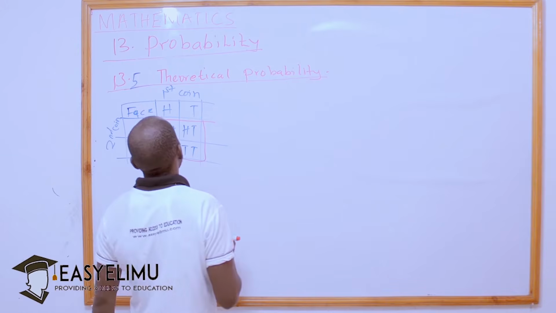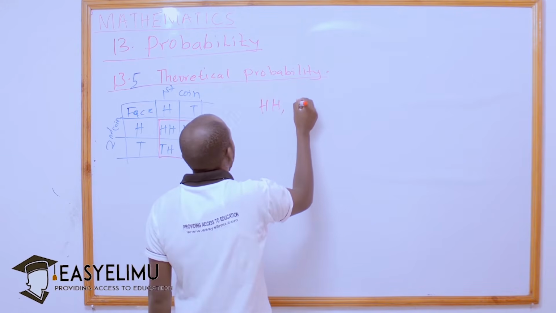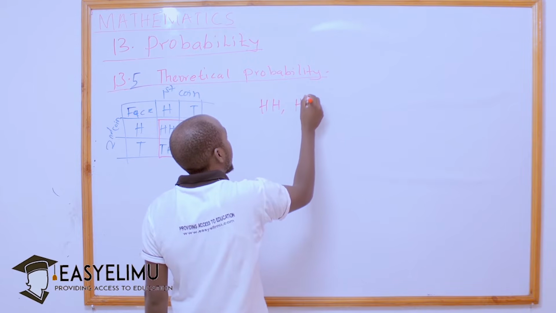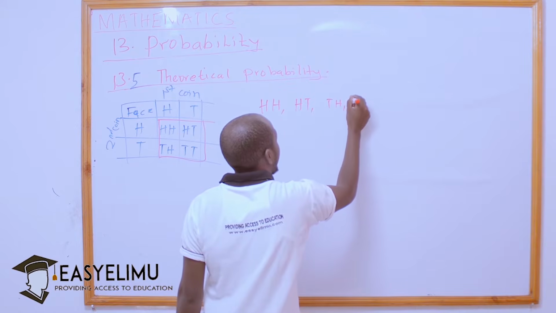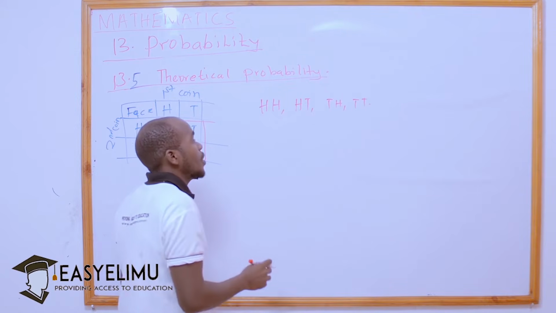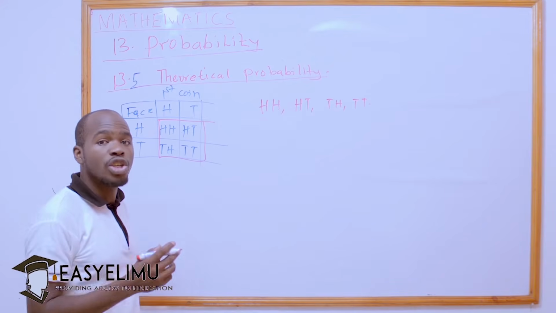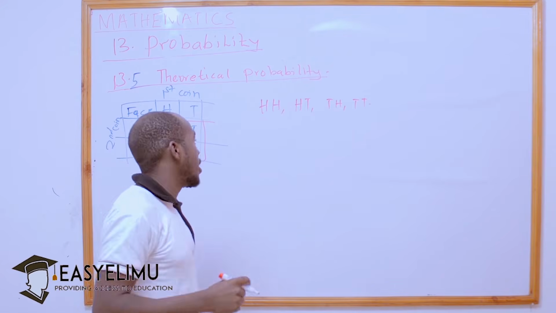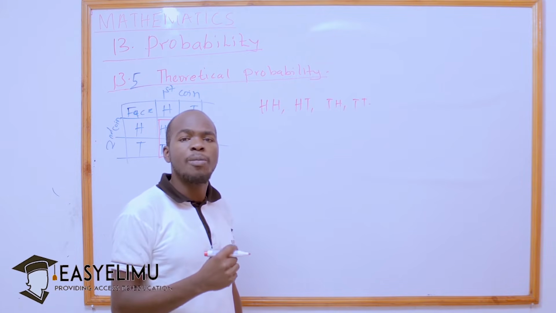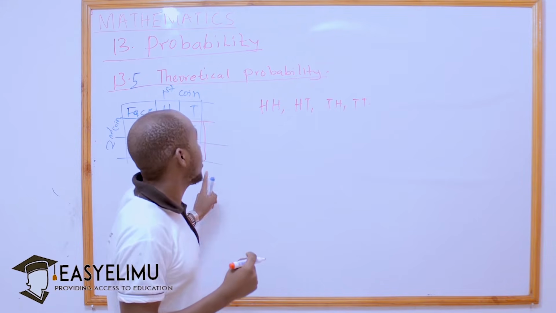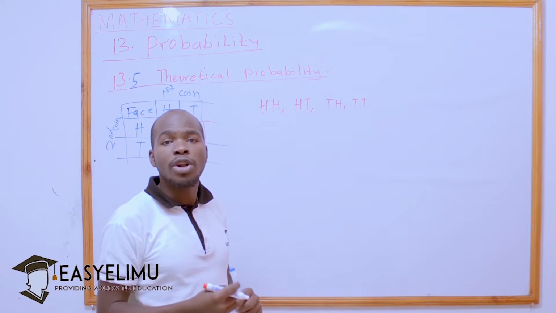So the sample space there is head, head; head, tail; tail, head; and tail, tail. That is what we shall have as the sample space for tossing two coins together. But if you are asked to give the probability of obtaining a head and a head, if the coins were tossed together.